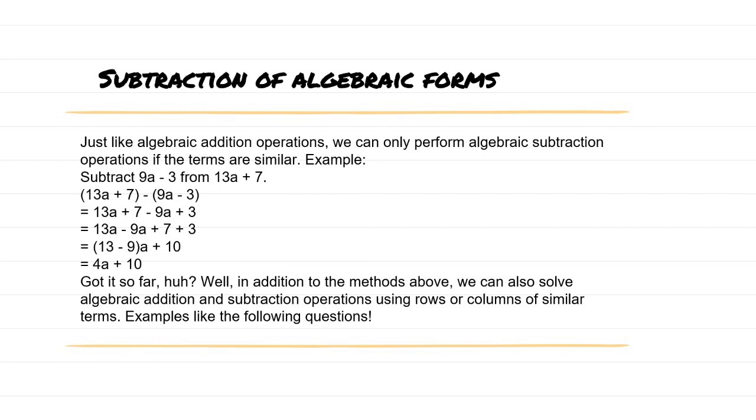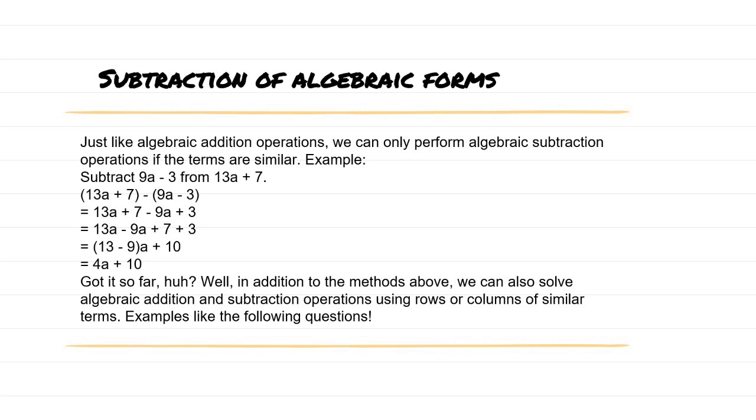Second, subtraction of algebraic forms. Just like algebraic addition, we can only perform algebraic subtraction if the terms are similar. Example: subtract 9a minus 3 from 13a plus 7. 13a plus 7 minus (9a minus 3) is 13a plus 7 minus 9a plus 3, which is (13 minus 9)a plus (7 plus 3), which is 4a plus 10. Got it so far?